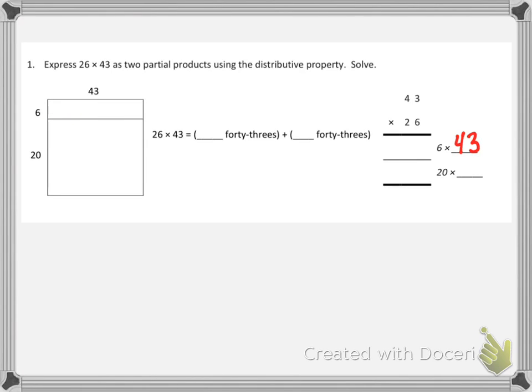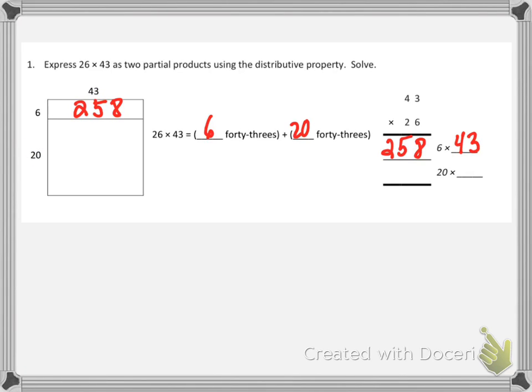And that gives us 258. And over here is 258. And basically what we have is we have 6 43s and we have 20 43s. That's basically what we're doing over here. We have 6 of these and 20 of these. That's how we got that. And we're just multiplying that. We got 6 of 43s and 20 of 43s.